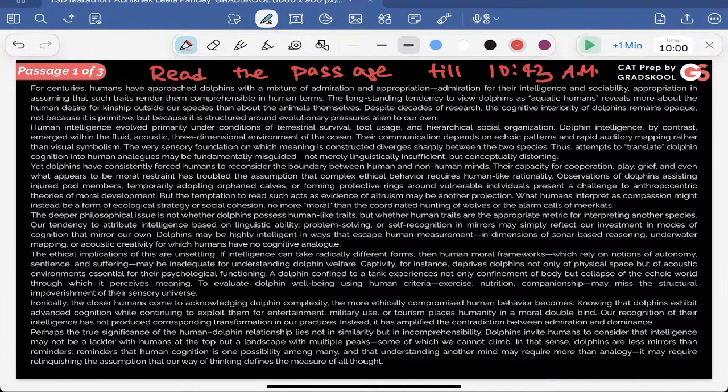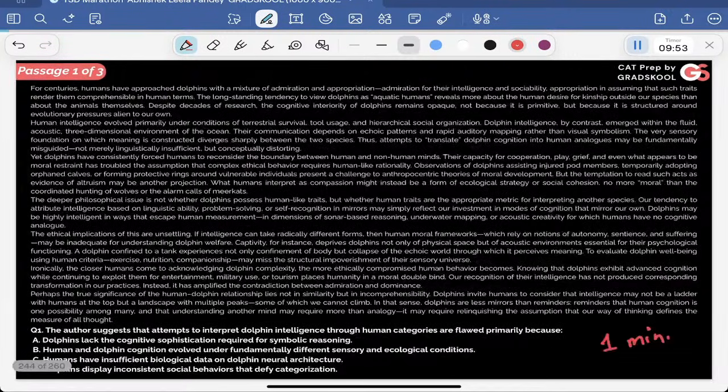So now I'm putting my timer for 10 minutes. But before that, let me read the questions. The author suggests that attempts to interpret dolphin intelligence through human categories are flawed primarily because: dolphins lack the cognitive sophistication required for symbolic reasoning; human and dolphin cognition evolved under fundamentally different sensory and ecological conditions; humans have insufficient biological data on dolphin neural architecture; dolphins display inconsistent social behaviors that defy categorization.